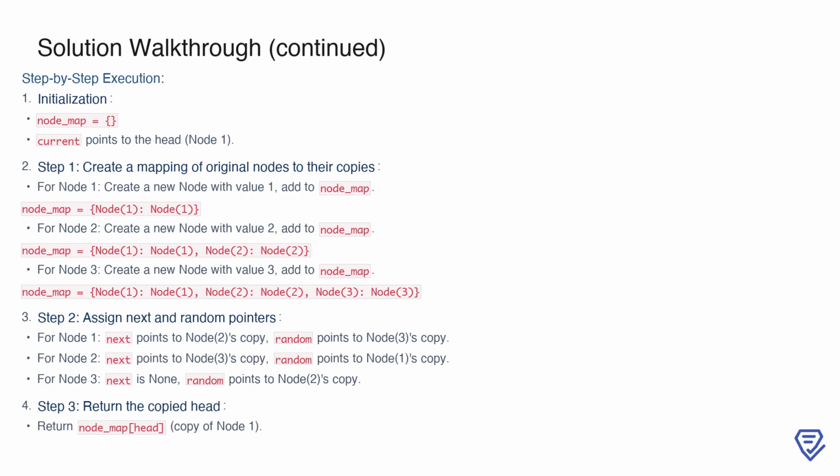Node 1's random points to node 3, node 2's random points to node 1, and node 3's random points to node 2. In step 1, we initialize node_map as an empty dictionary and set current to the head of the original list. As we traverse the list, we create copies of the nodes just like in the simple example. For node 1, we create a copy and add it to node_map. We repeat this for node 2 and node 3, resulting in a complete mapping from the original nodes to their copies. At this stage, node_map is populated with copies of all nodes, ready for the next step where we handle both next and random pointers.